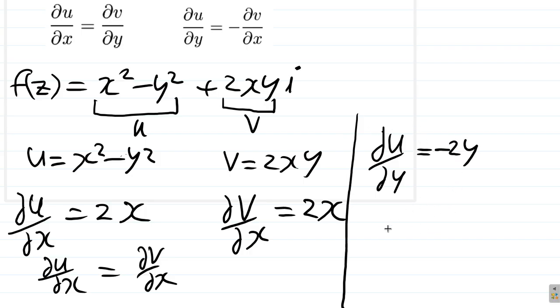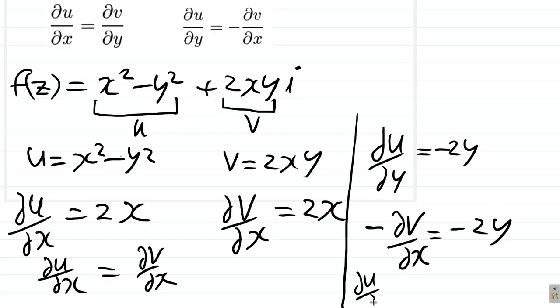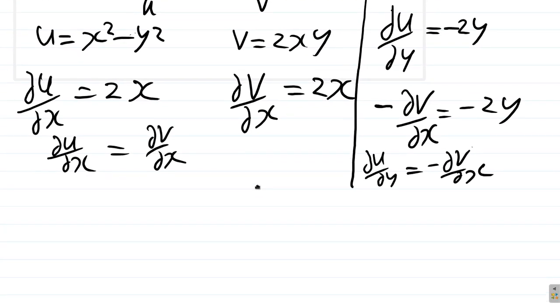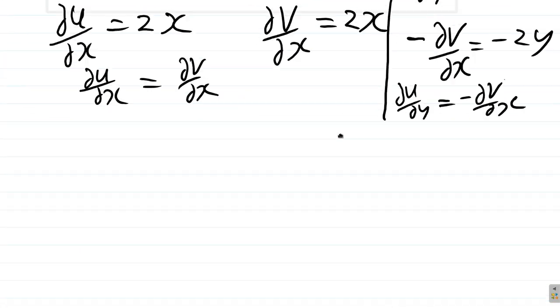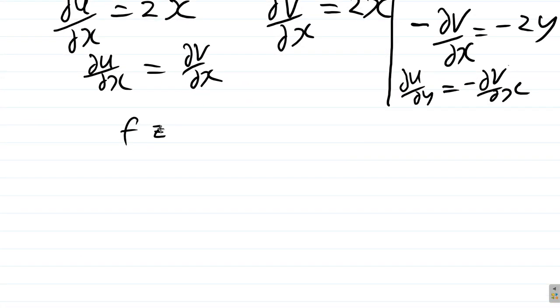Okay. Now, what is negative partial v by partial x? It's going to be negative, and then your partial v by partial x, you get 2y. Okay, so you can see that partial u by partial y is equal to negative partial v by partial x. So you can say that f of z is analytic.